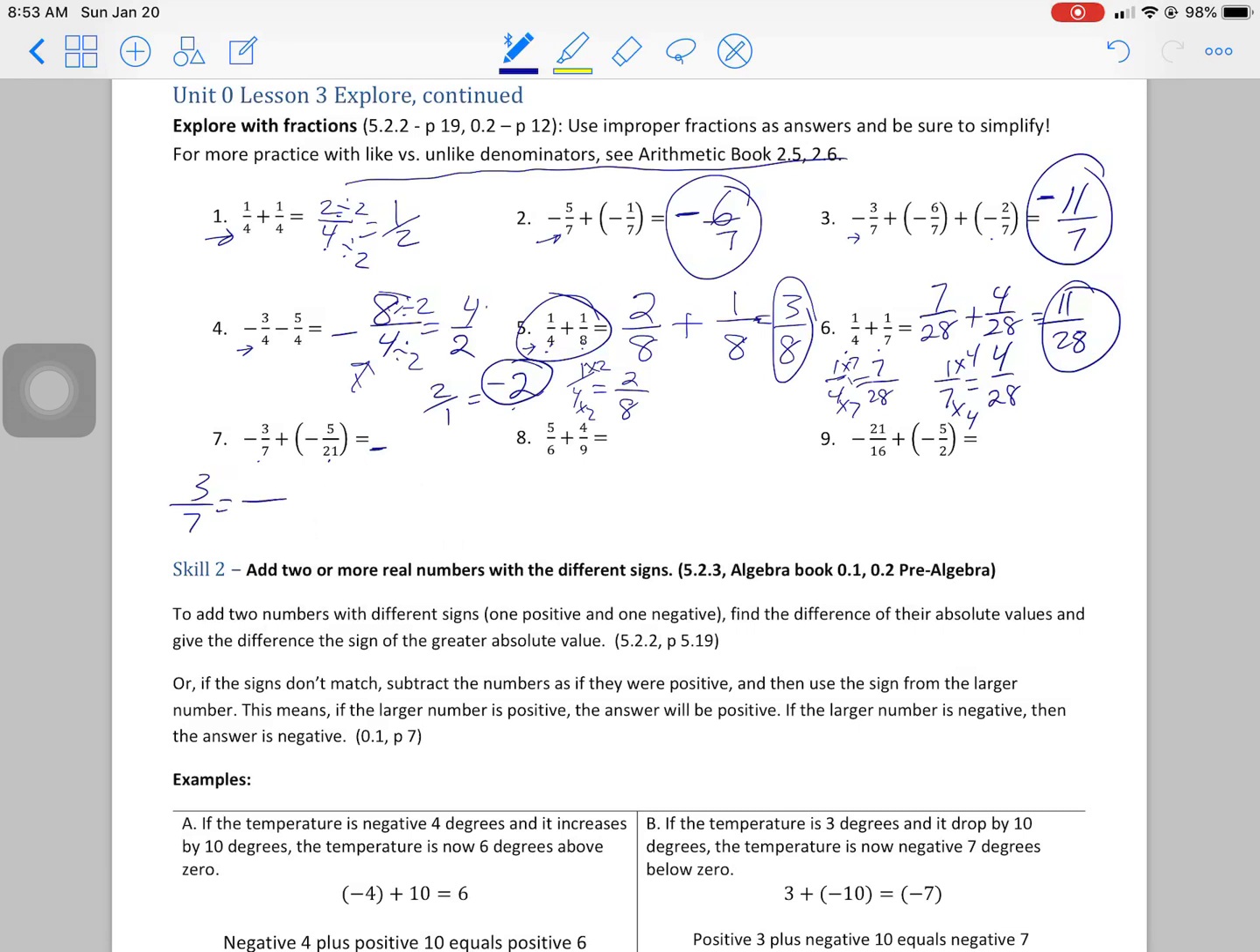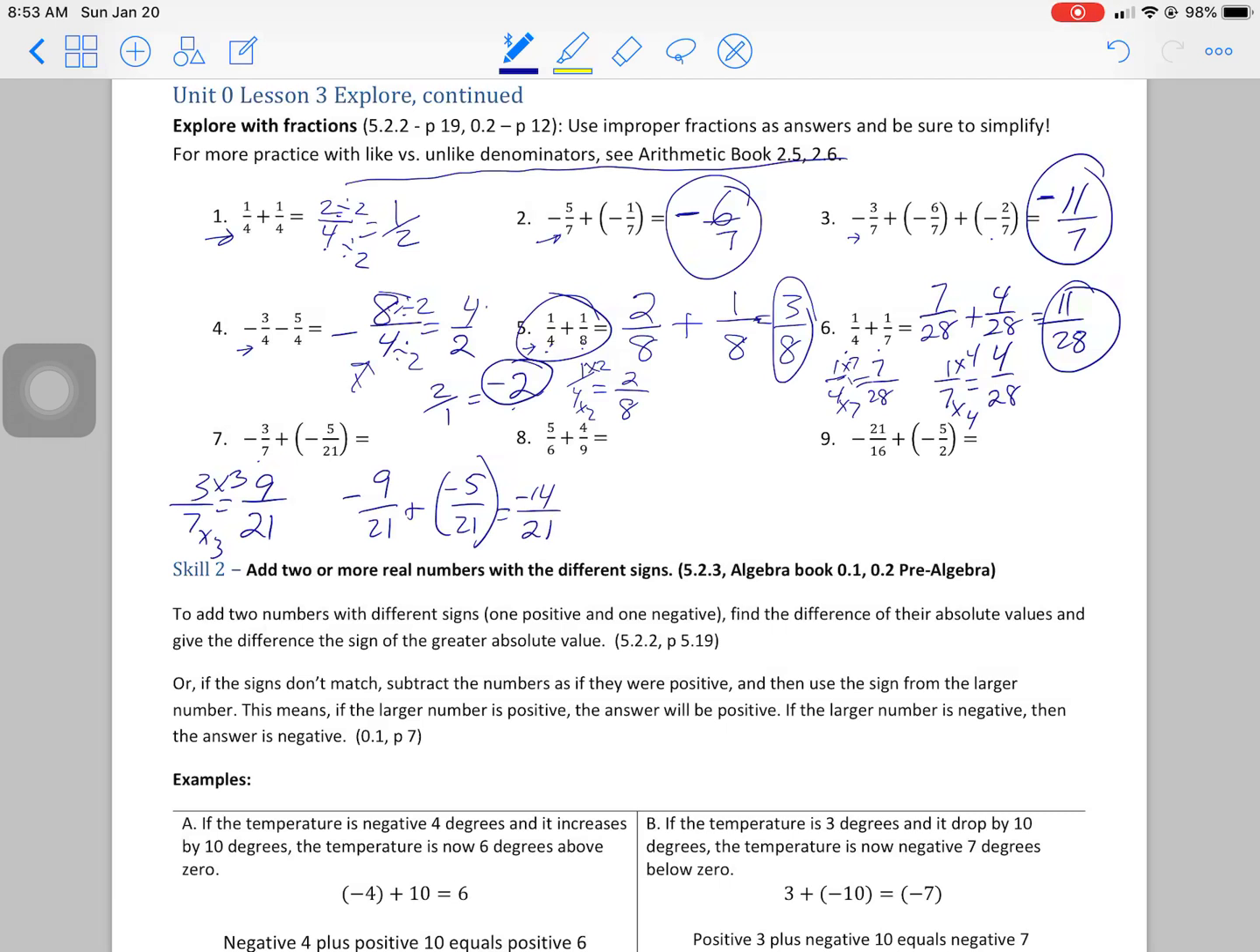I can keep the 21 because 7 goes into 21 3 times. 3 times 3 is 9. So negative 3 over 7 is the same thing as negative 9 over 21, plus a negative 5 over 21 gives you a negative 14 over 21.